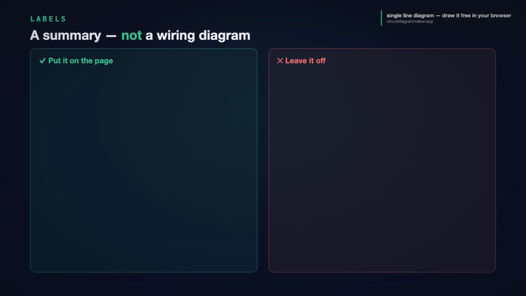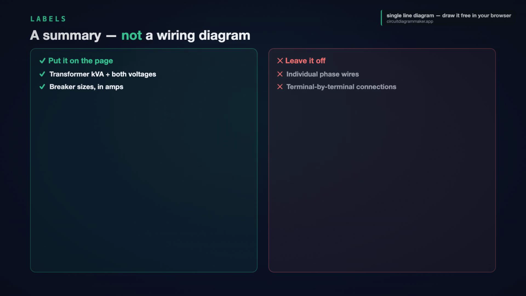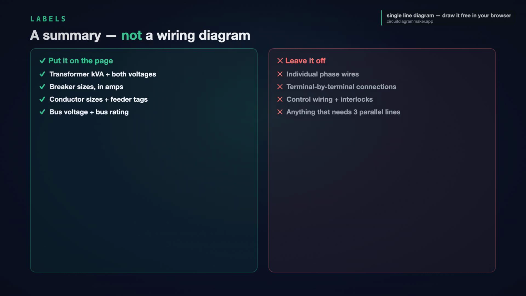So label the things that matter. Transformer ratings, the kVA and the 2 voltages. Breaker sizes in amps. Conductor sizes and feeder tags on the important runs. Bus voltage and bus rating. What does not belong? The individual phase wires. Terminal by terminal connections. Control wiring and interlocks. Those live on the schematic and the panel drawings, not here.